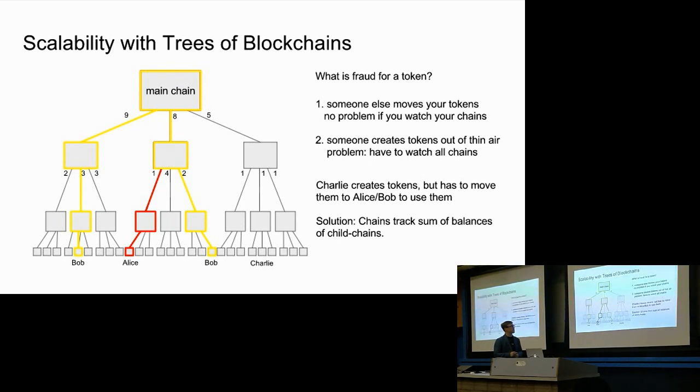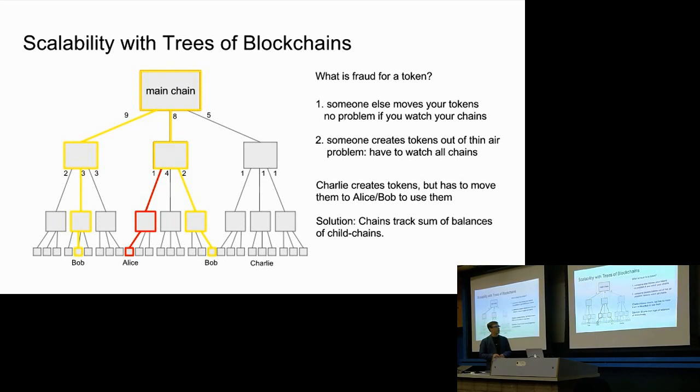You see that these numbers do not sum up to 9, and the reason is that some tokens are also stored directly in that chain. These numbers only track the sum of the tokens that are stored in the child chains. But the sum of these numbers has to be smaller than or at least as large as the number on this line here.